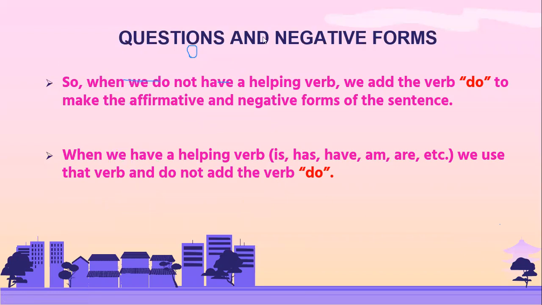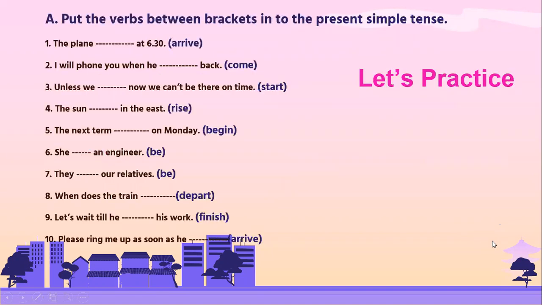So what are the rules that you can deduce? When we do not have a helping verb like is and are, we add the verb do to make the affirmative and negative forms of the sentence. When we have a helping verb like is, are, have, has, am, etc., we use that verb and we do not add the verb do. We're moving to the next slide.